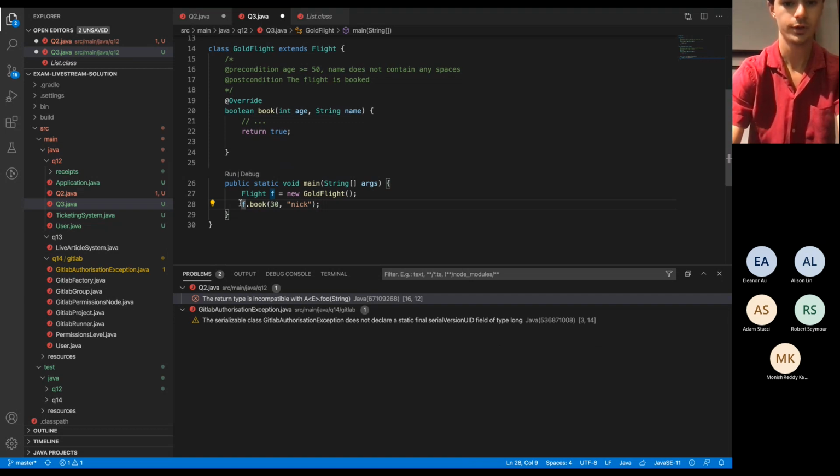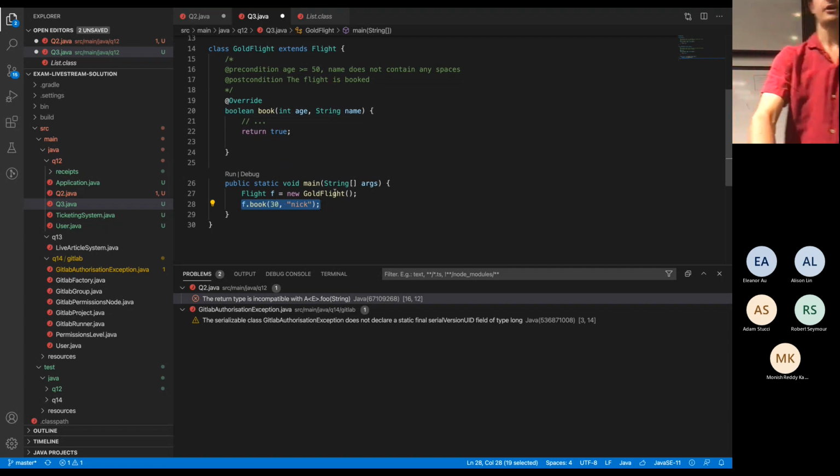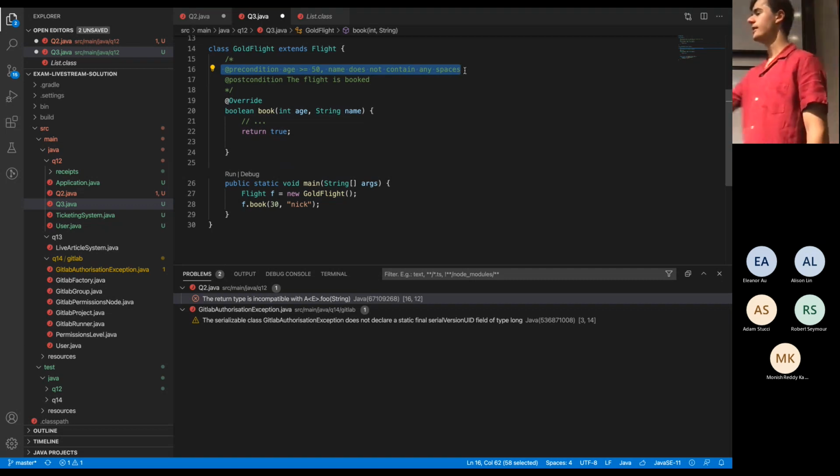And that's all well and good. But the problem is here, I've actually made it a gold flight. And the precondition is age is greater than or equal to 50. So I violated the precondition for goldflight.book, but I don't know that because I think I'm dealing with version 1 of our class, our superclass, as opposed to the subclass.